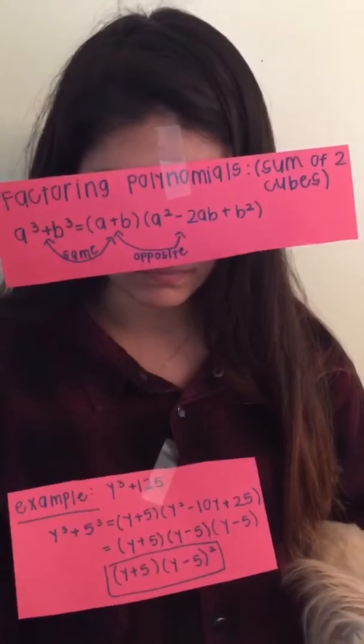So you set those equal to 0. You get x equals 2, x equals negative 3. And your factors are 2 and negative 3.